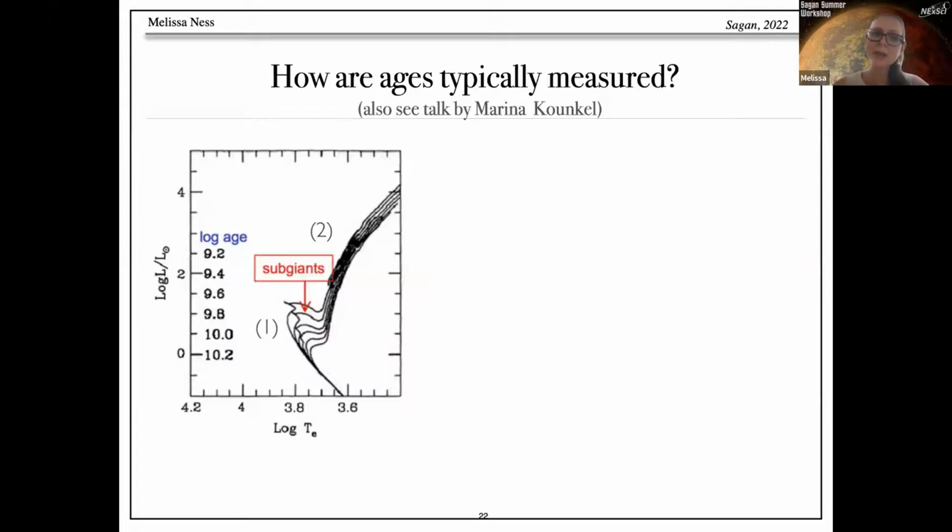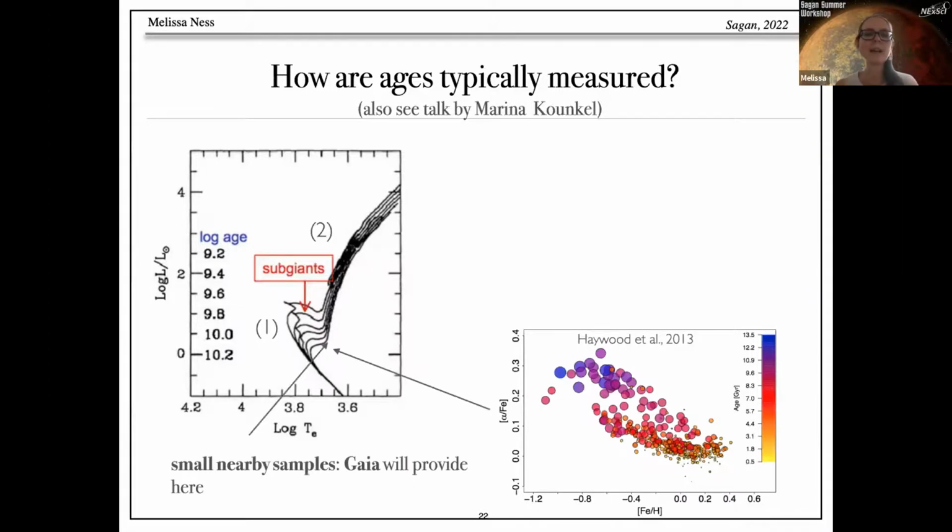So if you know the luminosity and temperature precisely enough, you have a precise age for your star. And this has really been good for small nearby samples. This is where Gaia is going to provide the most precise ages. You heard from Ola, and I'm talking about field stars, not stars where you have additional information, like stars in binary systems. We heard from Ola that Gaia is providing ages across all of the temperature-luminosity plane, but I think this is where they're going to be most precise.